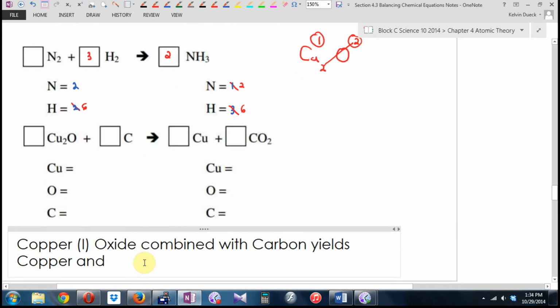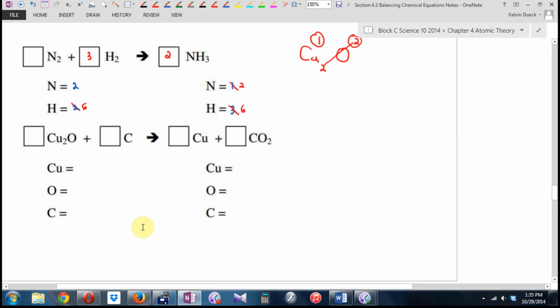Copper and, what is CO2? You may have memorized that one. Ionic or covalent, and how do you know? Carbon acts like a non-metal, so carbon makes it covalent. That's why it's carbon using the prefixes, oxide. So eventually, Allison, we're going to start with the name, go to the formula, then do the balancing. But meanwhile, this time, I gave you the formula.